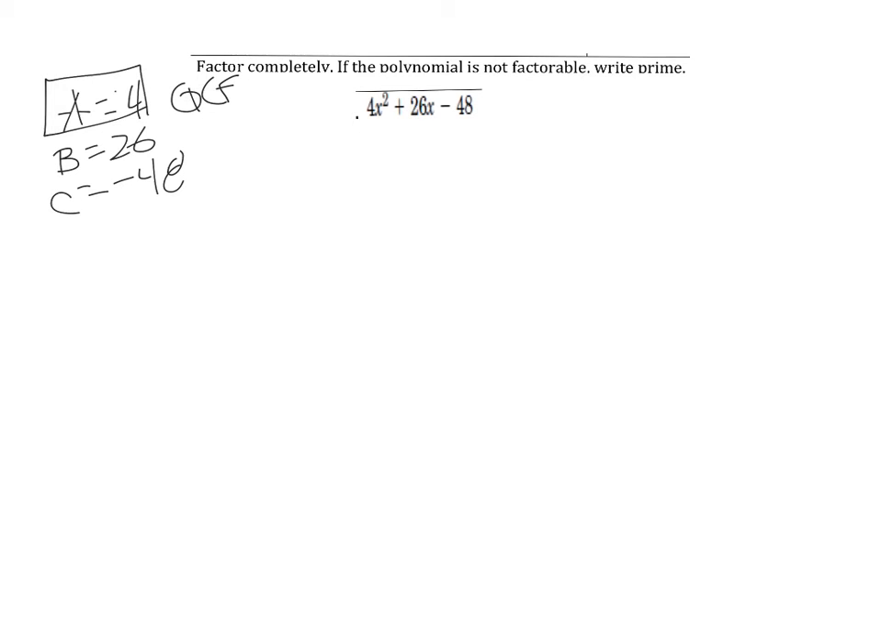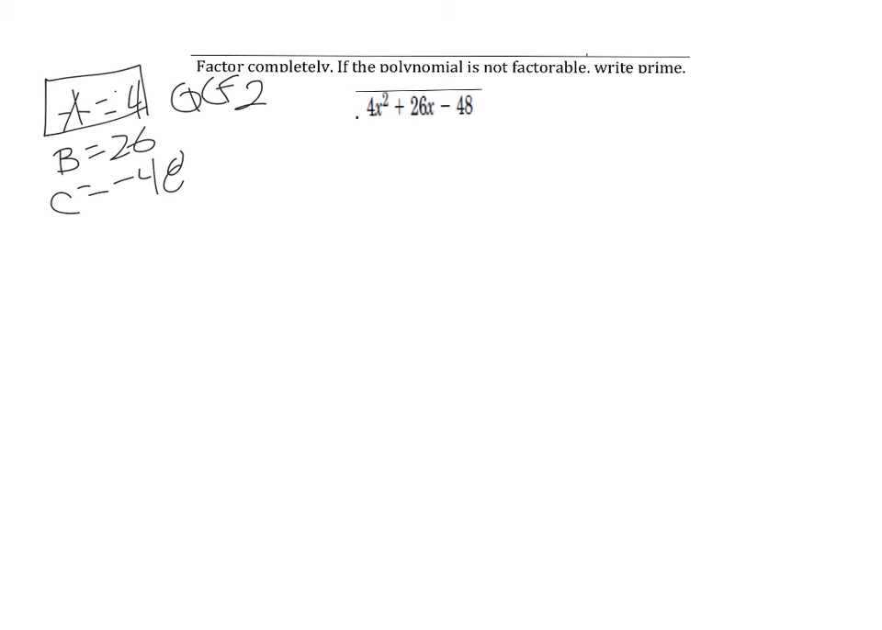I look at 4, 26, and 48, and wait a minute, they're all even. It looks like I might be able to GCF something out of all three of these numbers. So my GCF is 2, because 2 goes in all of them, and it's the largest number that is there. 4 can't go into 26.